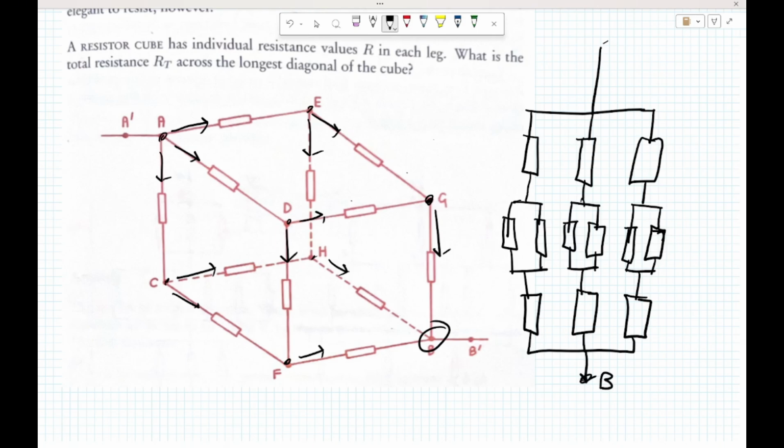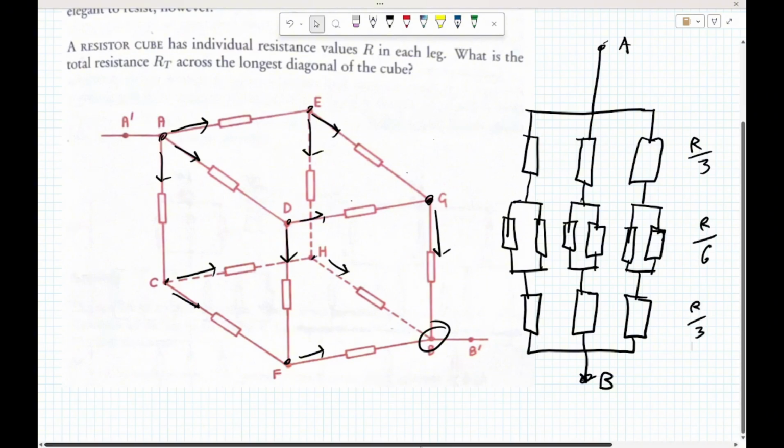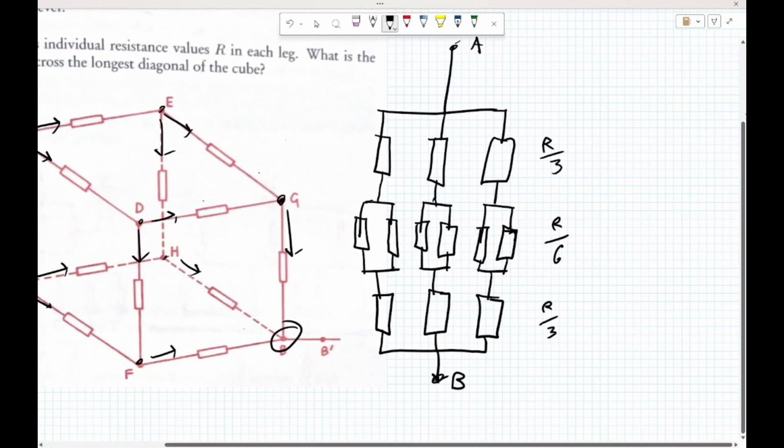Okay, so now, as we did for the previous questions, we can treat this as sets of parallel resistors. We know that this is going to be R over 3. This is going to be R over 6. This is going to be R over 3. So once we add them all up, we get 2R over 3 plus R over 6. So that's going to be 5R over 6. And this would be our final answer. An easy question. The entire difficulty of this question is about drawing the diagram. You have to know how to draw a diagram. Once you draw the diagram, it becomes amazingly simple.